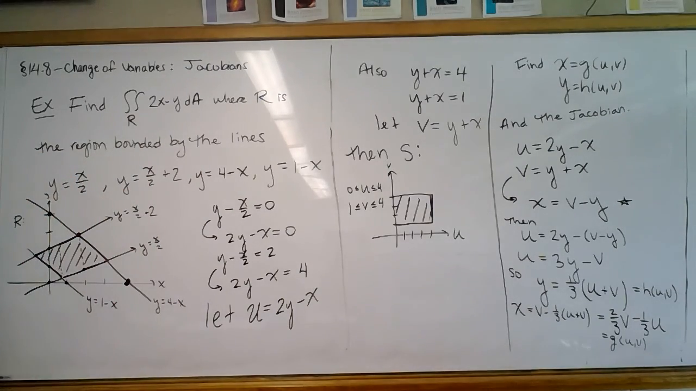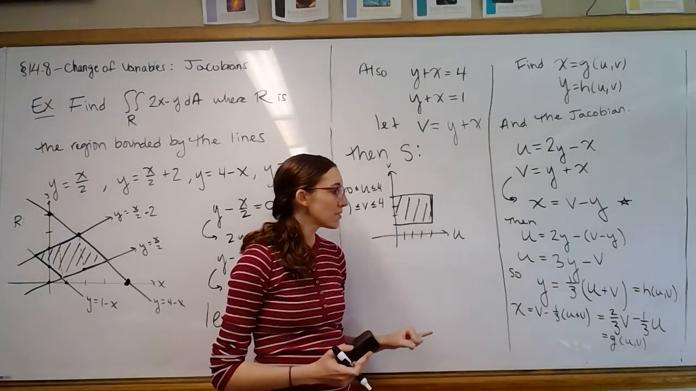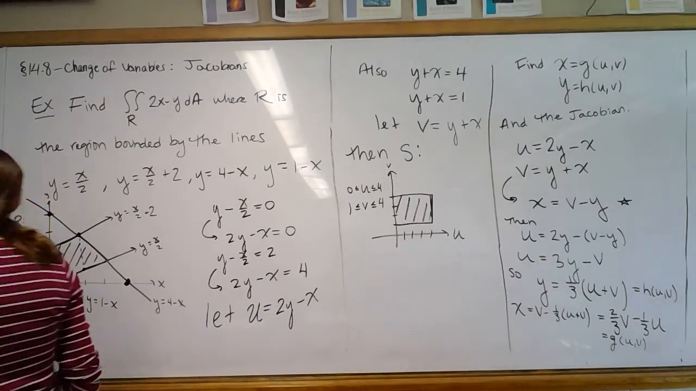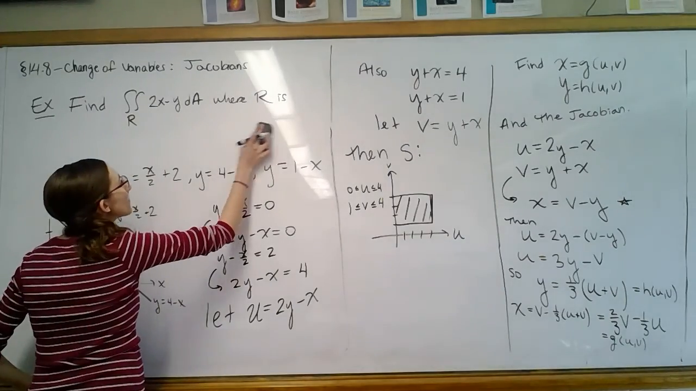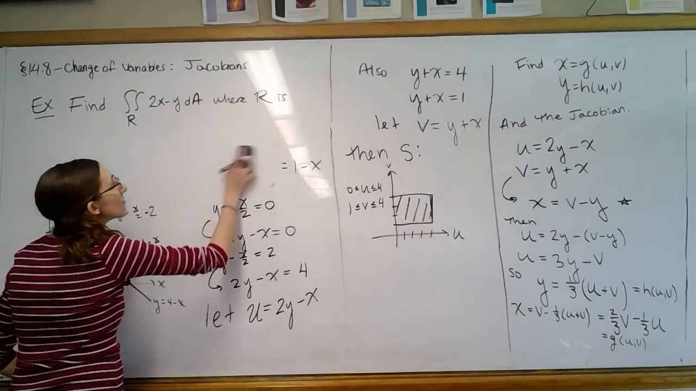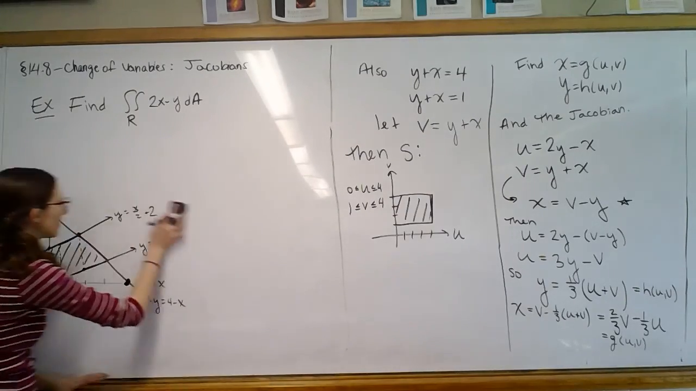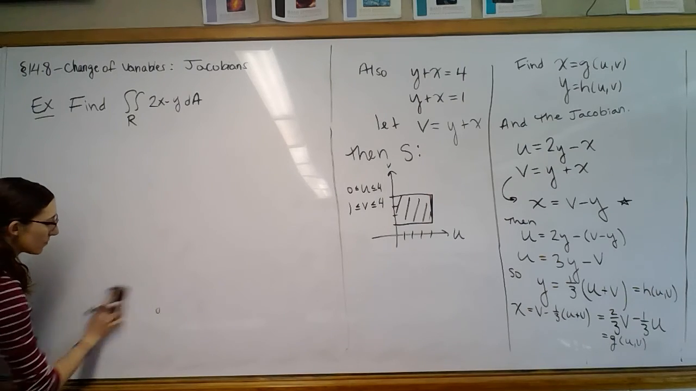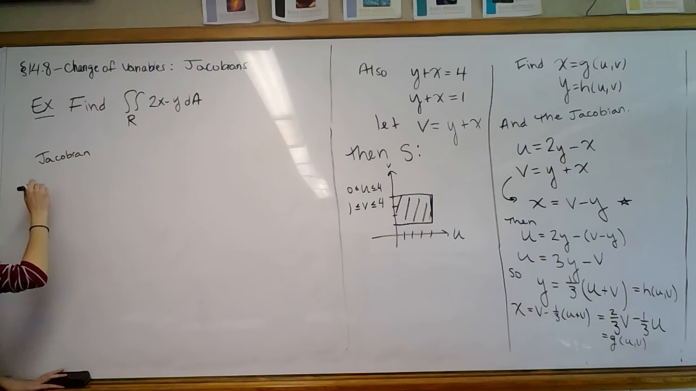Okay. So we're going to grab that guy. We still, remember, need to find the Jacobian. So let's work on finding that Jacobian over here. So we're doing the Jacobian of x y with respect to u v.